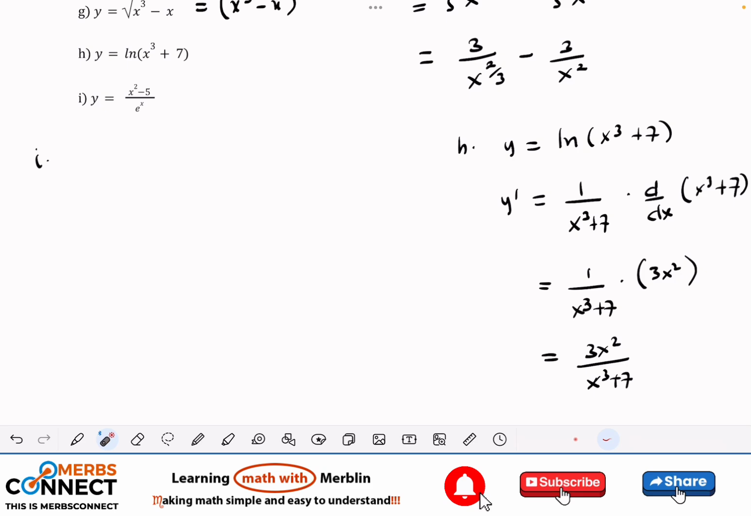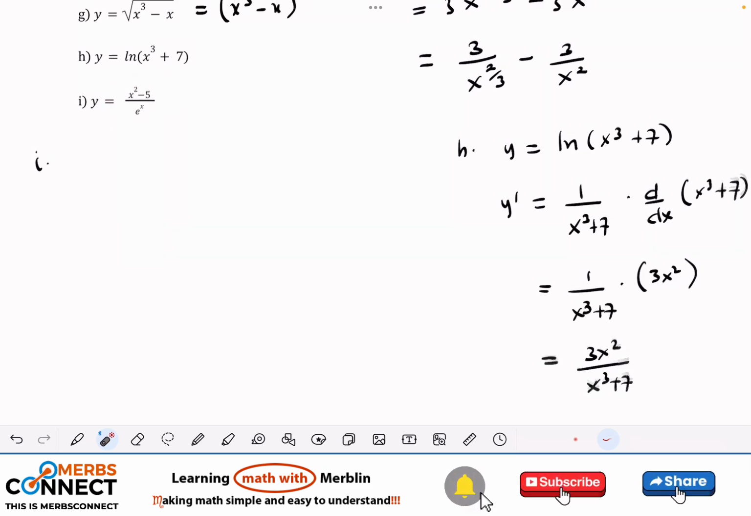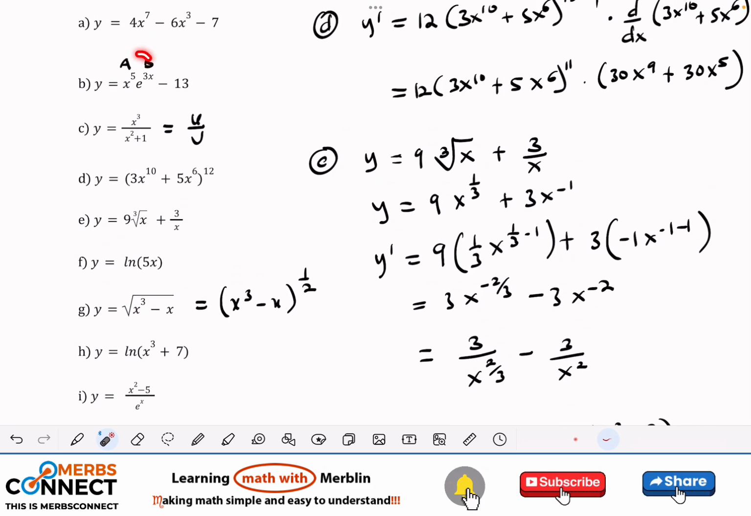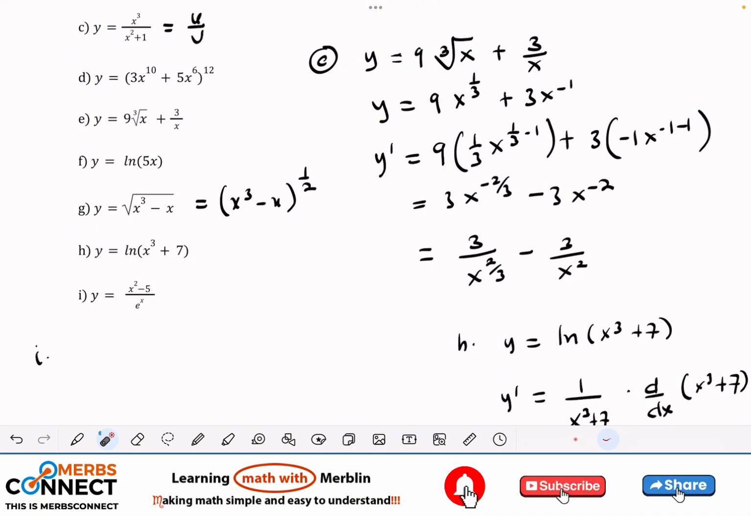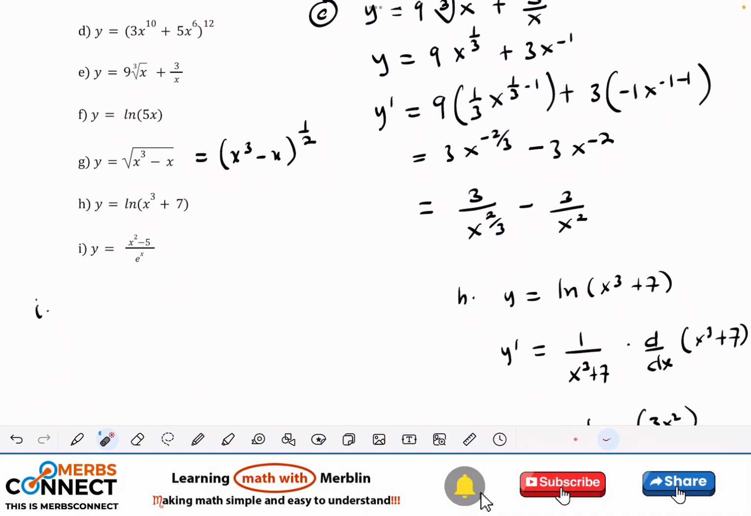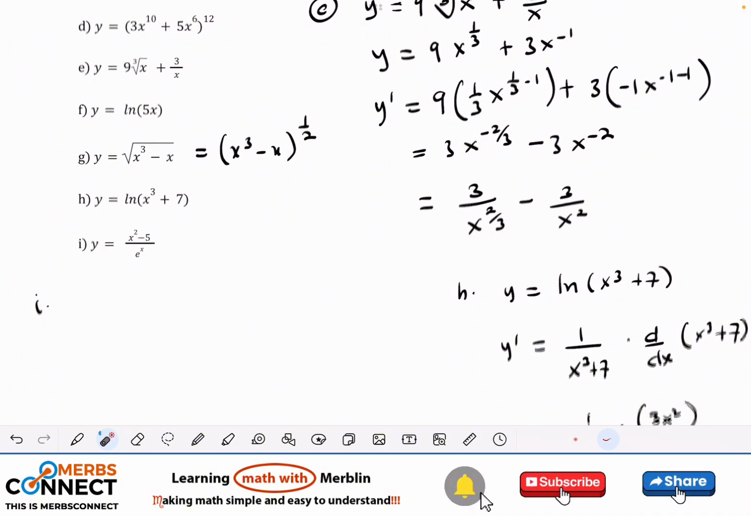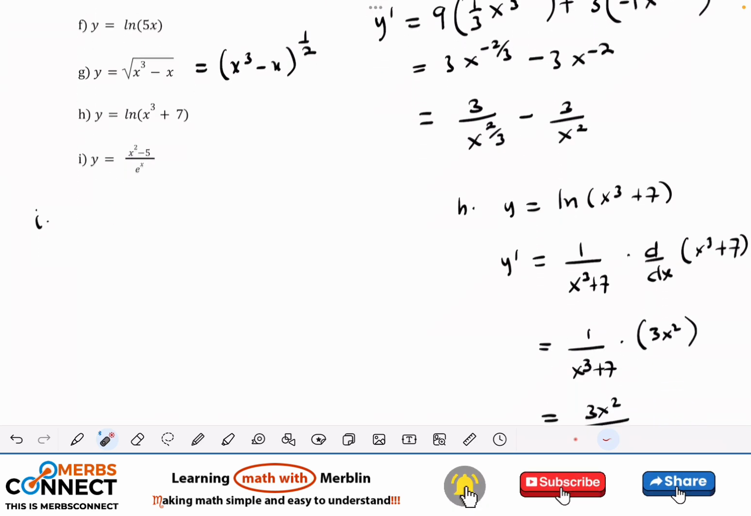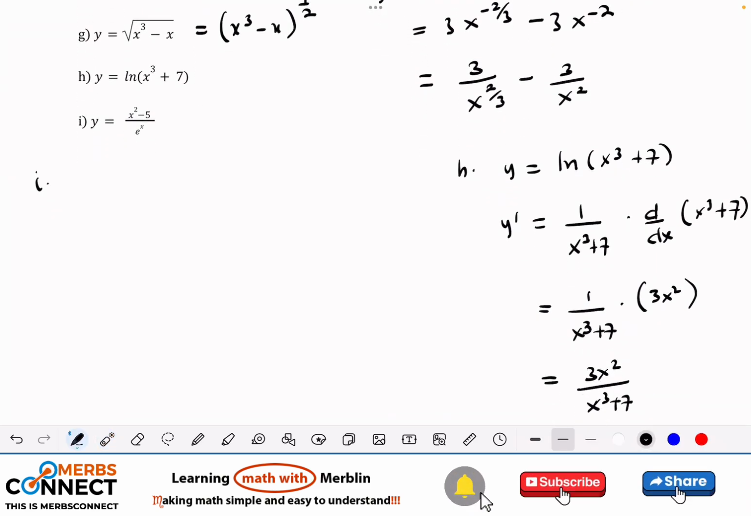So you will see that when I see this, I need to use the quotient rule. When I see this, I need to use the product rule. When I see this, I need to use the chain rule. That one too, I'll place the link there for you to watch. So let's look at i. For i, you are going to use the quotient rule.